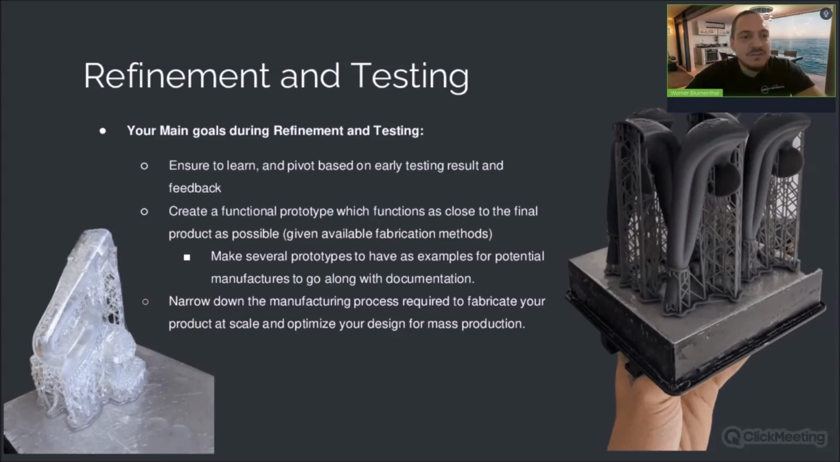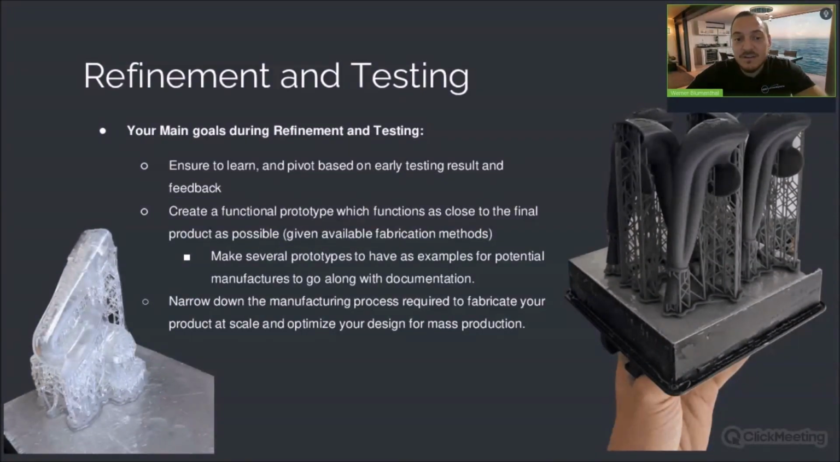So what are you trying to do during this refinement and testing? Ensure you learn as much as you possibly can from your MVP, pivot as early as possible, and try to get the good results from the testing and get some feedback and rinse and repeat. Create a functional prototype so that you can actually really try something as close to the final product as possible at this point.